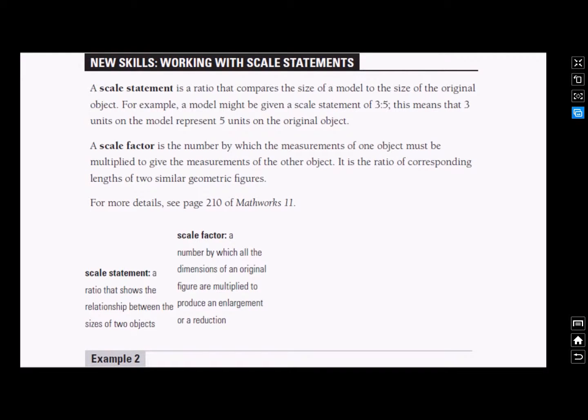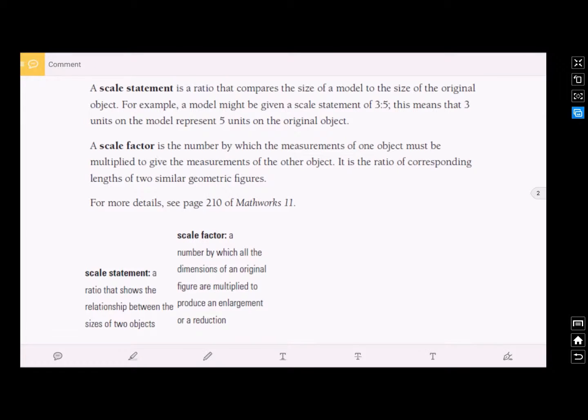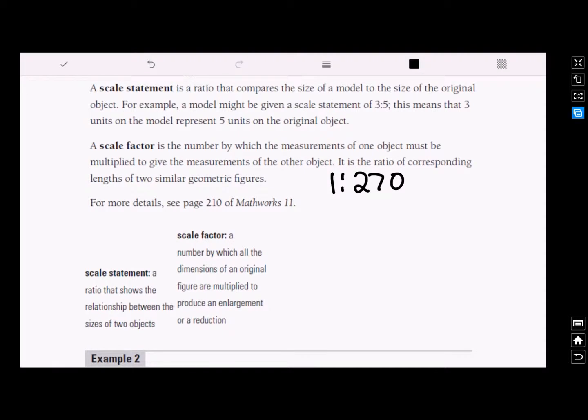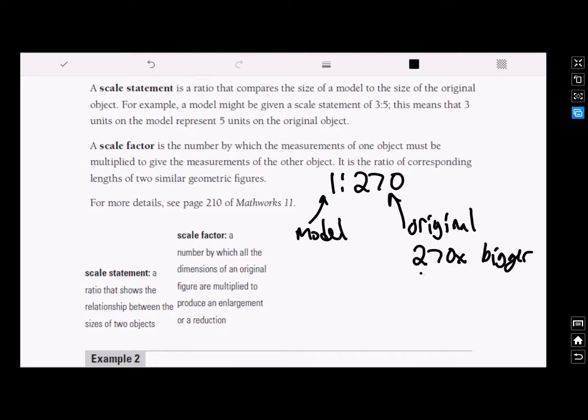Okay. As an example, if I take a model that's at 1/270th scale, this basically means that if this is the model size, and this is the original size, the original is 270 times bigger than the model. Or you can also think of it as the model is 270 times smaller than the original. Alright, so that's what a scale factor is.